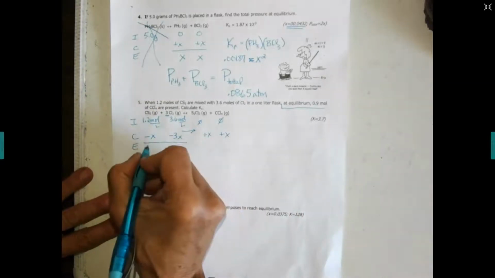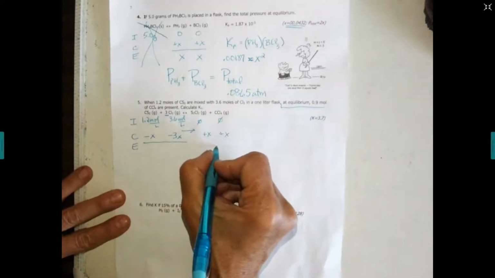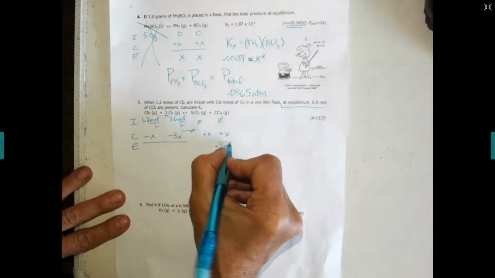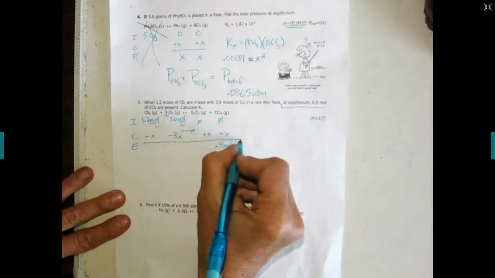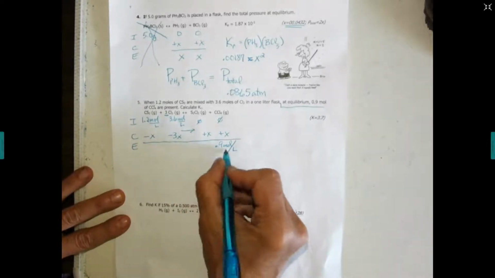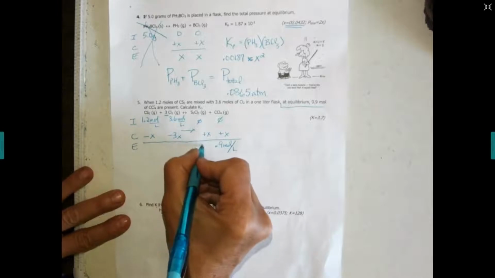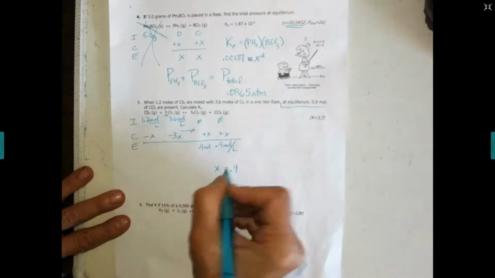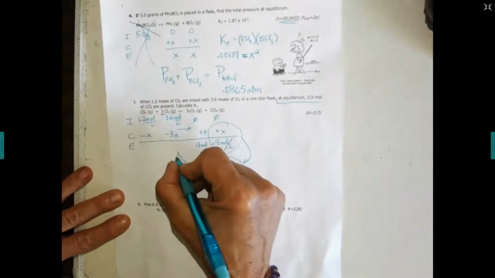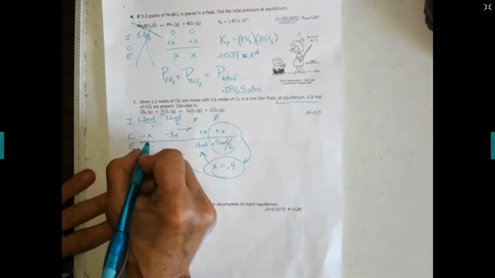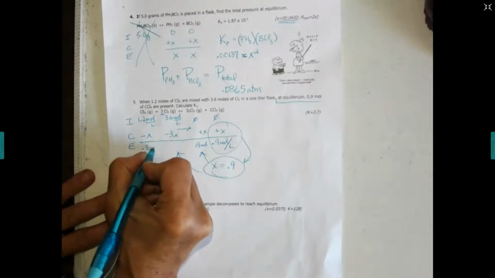So at equilibrium, the carbon tetrachloride is 0.9 moles, and we're still in a liter. So at equilibrium, x is 0.9. So that means this is also 0.9 because it's x from this. And then I can figure out that. And then this will be 1.2 minus x. So this will now be 0.3 moles per liter.